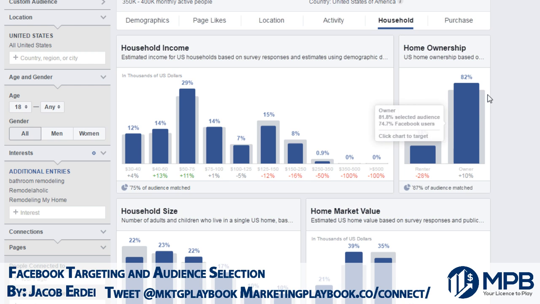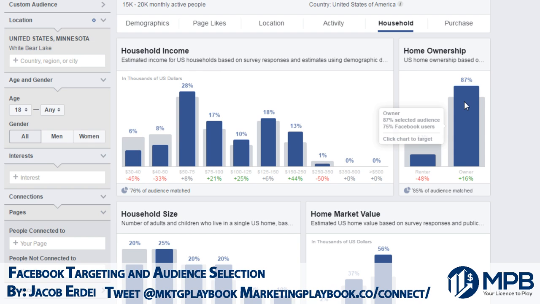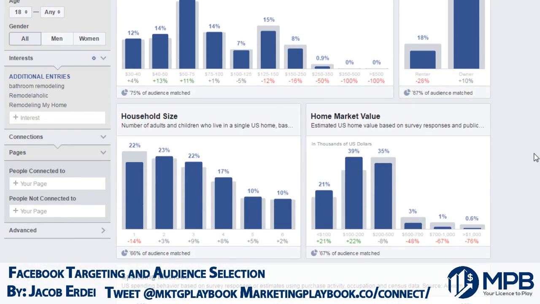So, compare that 82% to our White Bear Lake household audience group, which is 87%. So, 87% of all people in White Bear Lake are homeowners. Well, you're probably in good hands targeting White Bear Lake. So, especially just females in White Bear Lake, we see that they're 11% more likely compared to the average Facebook user to be making $50,000 to $75,000 a year. So you can compare that to your city data too, as well.